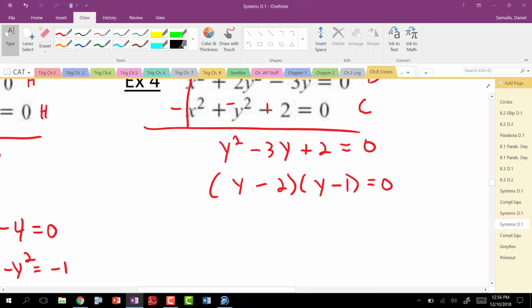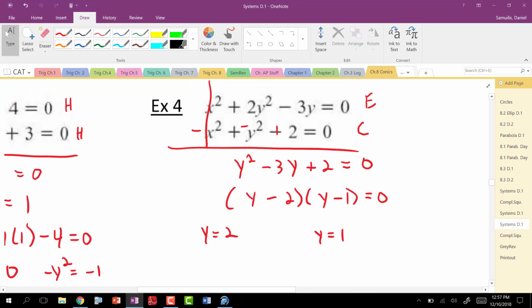There we go again, teaching it. What multiplies to 2 and adds to negative 3? Okay, so y equals 2 and y equals 1. And I'm writing this like this on purpose so that you really see the next part.